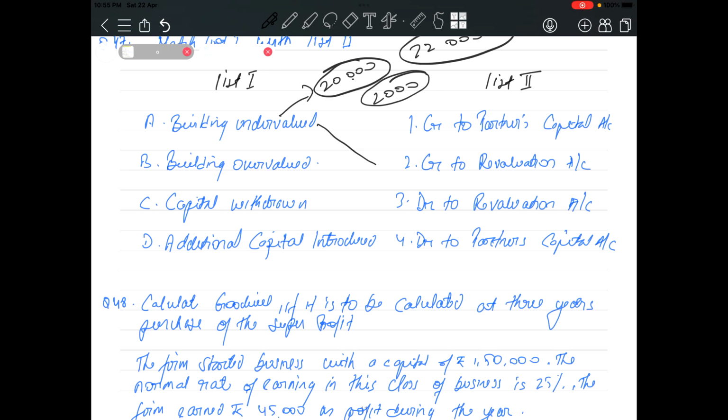Now, building overvalued. What do you mean by overvalued? Say for example the value was 20,000 in the books and the actual amount is 18,000. So there is a loss of 2,000. Where will the loss go? It will go to the debit side of the revaluation account. Simple, easy. Now, capital withdrawn will go to the debit side of partners' capital accounts, drawings. Additional capital will go to the credit side of partners' capital account. Simple as that.